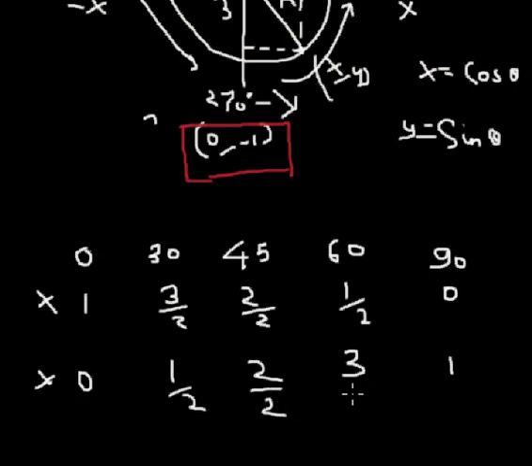Square root 2 and 3, and you just found the values for 30, 45 and 60 degrees. Now you must decide the sign of these values, whether they are negative or positive.